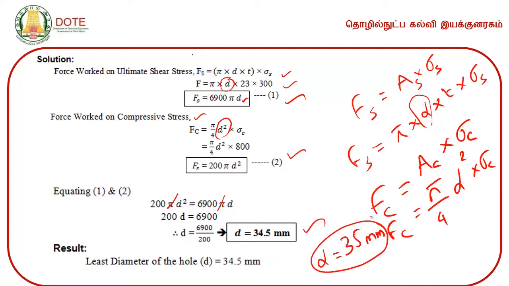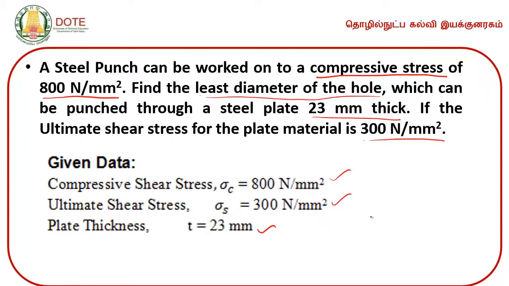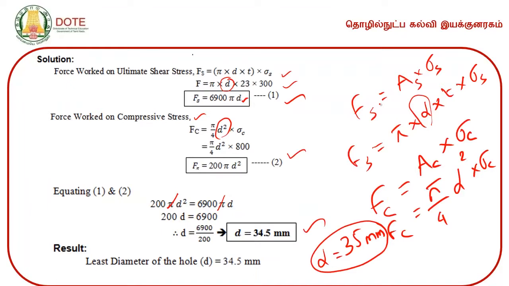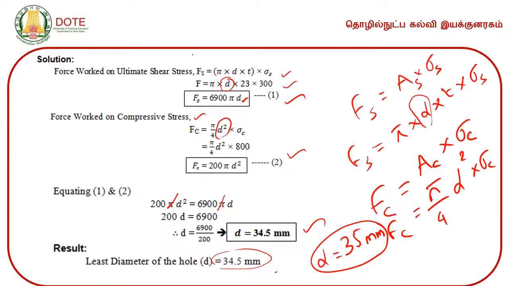But what is asked in the question? We got to determine the least diameter of the hole. So the least diameter of the hole that can be punched in the plate is 34.5 mm. So with this we are coming to the end of the session.